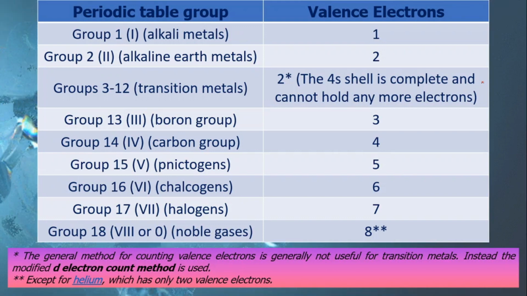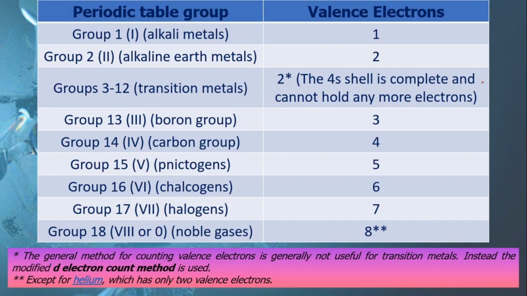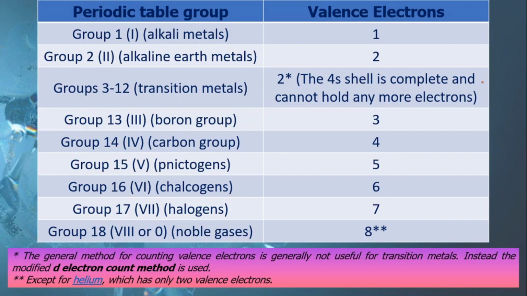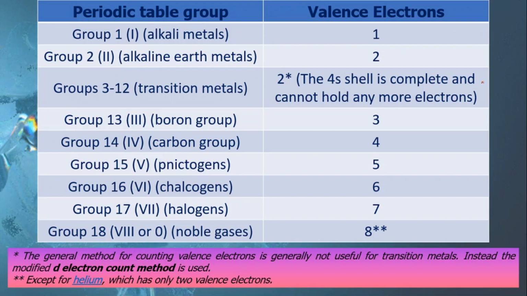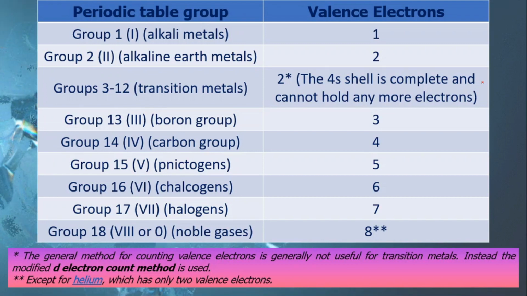Okay, so the periodic table groups. Group 1 are called the alkali metals. They have a valence electron of 1. Group 2 is known as the alkaline earth metals, and has a valence electron of 2. Groups 3 to 12 are called the transition metals. On their fourth shell, they have a valence electron of 2 and it is considered complete and cannot hold any more electrons.